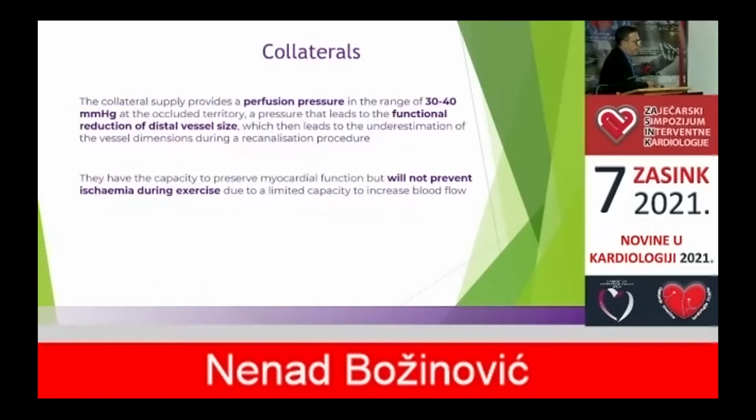And we have doctors who say to patients, you have collaterals, and that is enough for you. But we should keep in mind that collateral supply provides only a perfusion pressure in the range of 30 to 40 millimeters of mercury in the occluded territory. This pressure also leads to functional reduction of distal vessel size, which then leads to underestimation of the vessel dimensions during a recanalization procedure. Collaterals have the capacity to preserve myocardial function, but will not prevent ischemia during exercise. This is most important due to a limited capacity to increase blood flow.